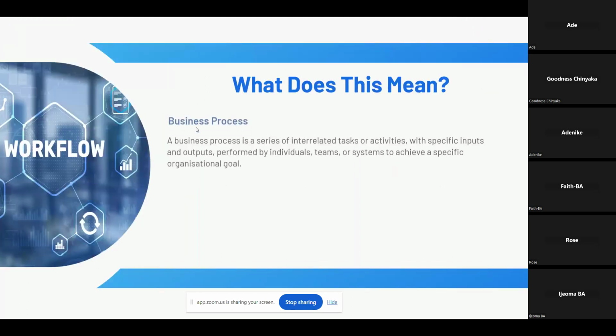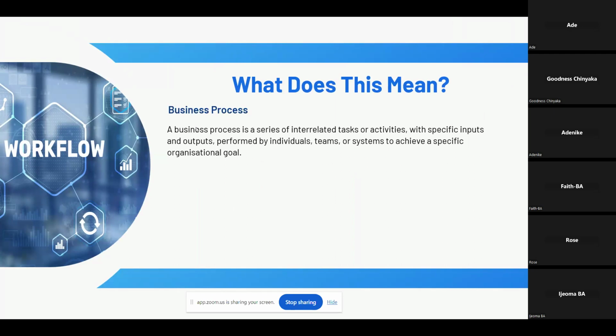All right, so now let's go to some definitions. This is a tutorial on business process mapping, so it begs the question, what exactly is a business process? A business process is a series of tasks or activities within the business that have specific input and output. So someone does something and something happens as a result of it, and it's performed by individuals, teams, even applications, and it's meant to achieve a specific goal. So it's a series and it's repeatable. So that's what a process is.